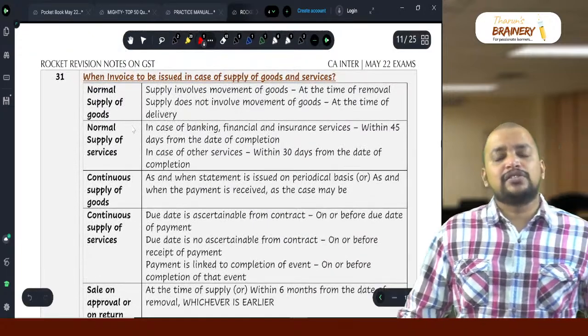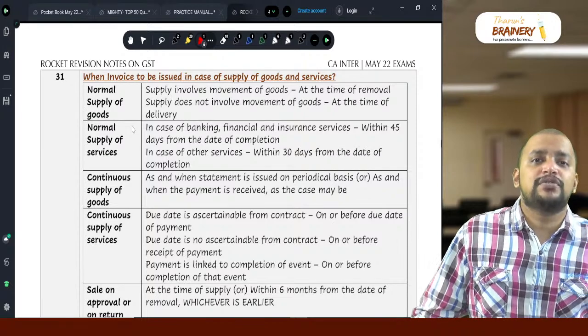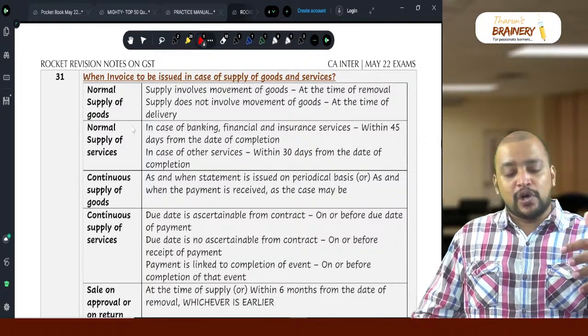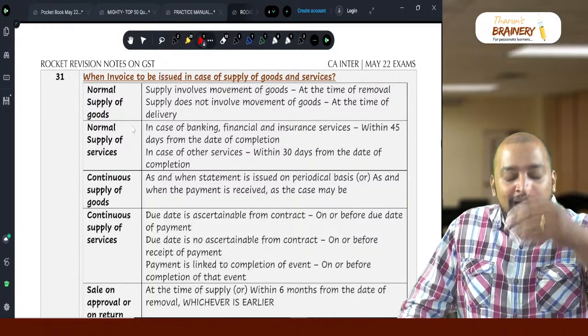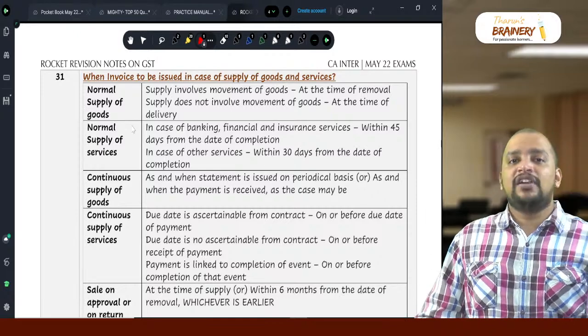So first one is normal supply of goods. Then we need to see whether supply involves movement of goods or supply does not involve movement of goods. Supply involves movement of goods means what? Under the contract of supply, goods are transported from one place to another place, which is known as supply involving movement of goods.